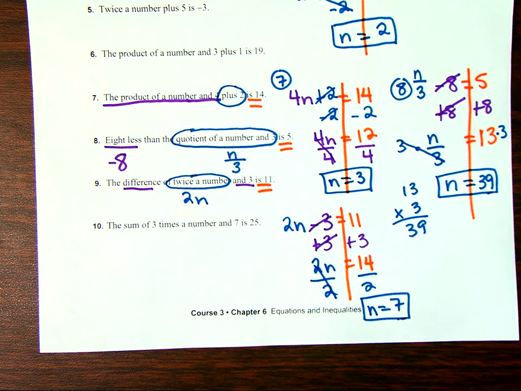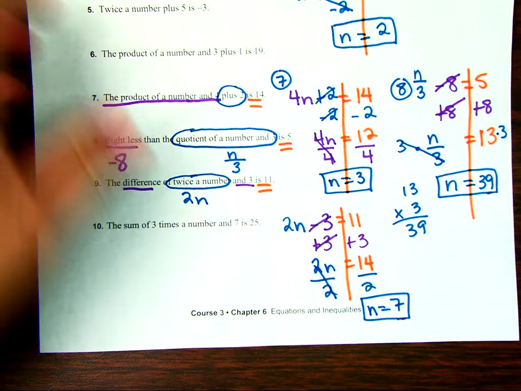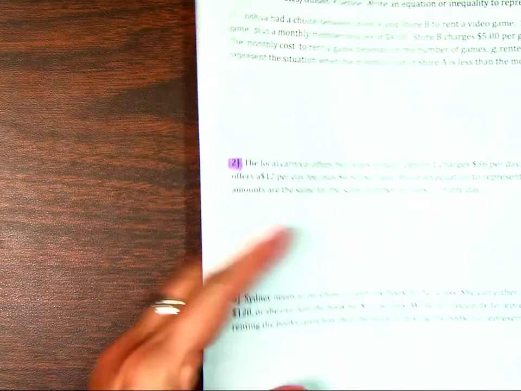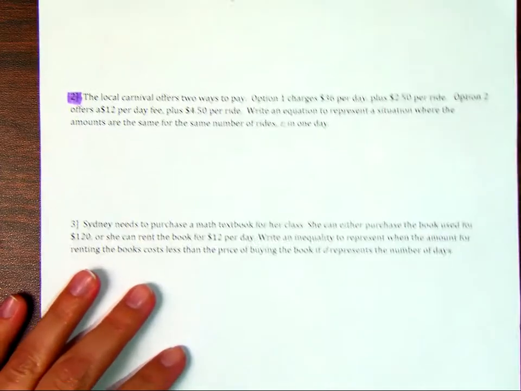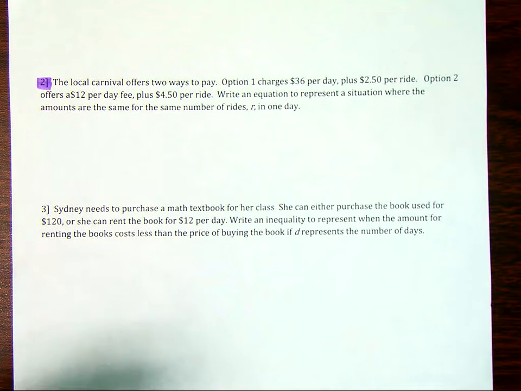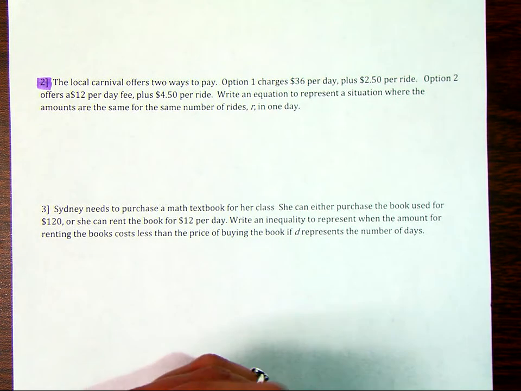But before we go, I want to show you some word problems to get you ready. We're going to talk about inequalities later on, but let me show you with some word problems. So in this one, I'll do this for the highlighted ones for you. It says the local carnival offers 2 ways to pay. Option 1 pays $36 per day plus $2.50 per ride. Option 2 offers a $12 per day fee plus $4.50 per ride.